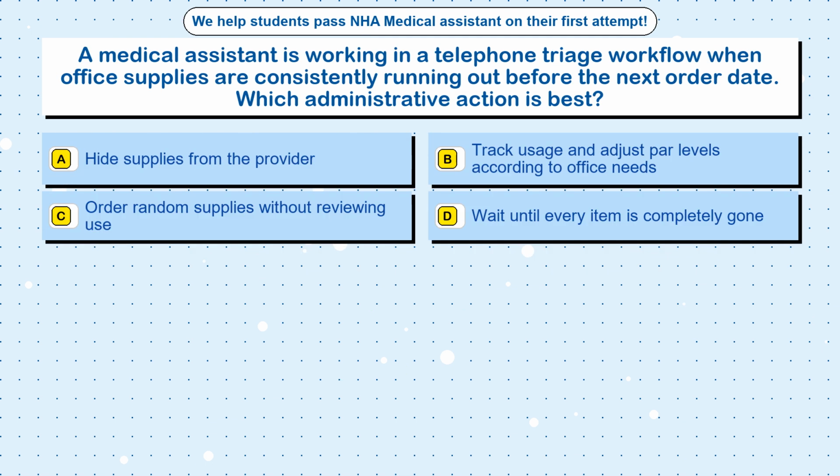Question 96. A medical assistant is working in a telephone triage workflow when office supplies are consistently running out before the next order date. Which administrative action is best? Option A, hide supplies from the provider. Option B, track usage and adjust par levels according to office needs. Option C, order random supplies without reviewing use. Option D, wait until every item is completely gone.